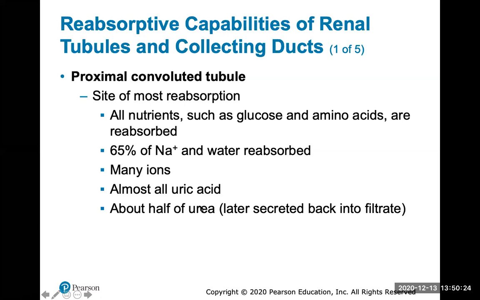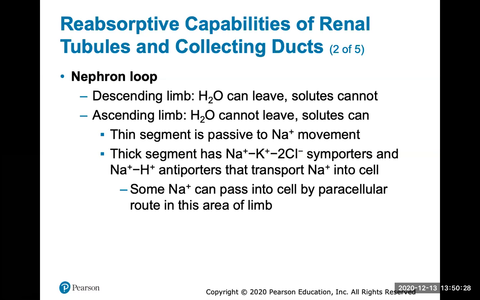About half of urea is reabsorbed here, but later secreted back into the filtrate. In the nephron loop, in the descending limb, water can leave, but solutes cannot leave. So it's permeable to water, but nothing else. In the ascending limb, it's not permeable to water. So water cannot leave the filtrate, but solutes can.